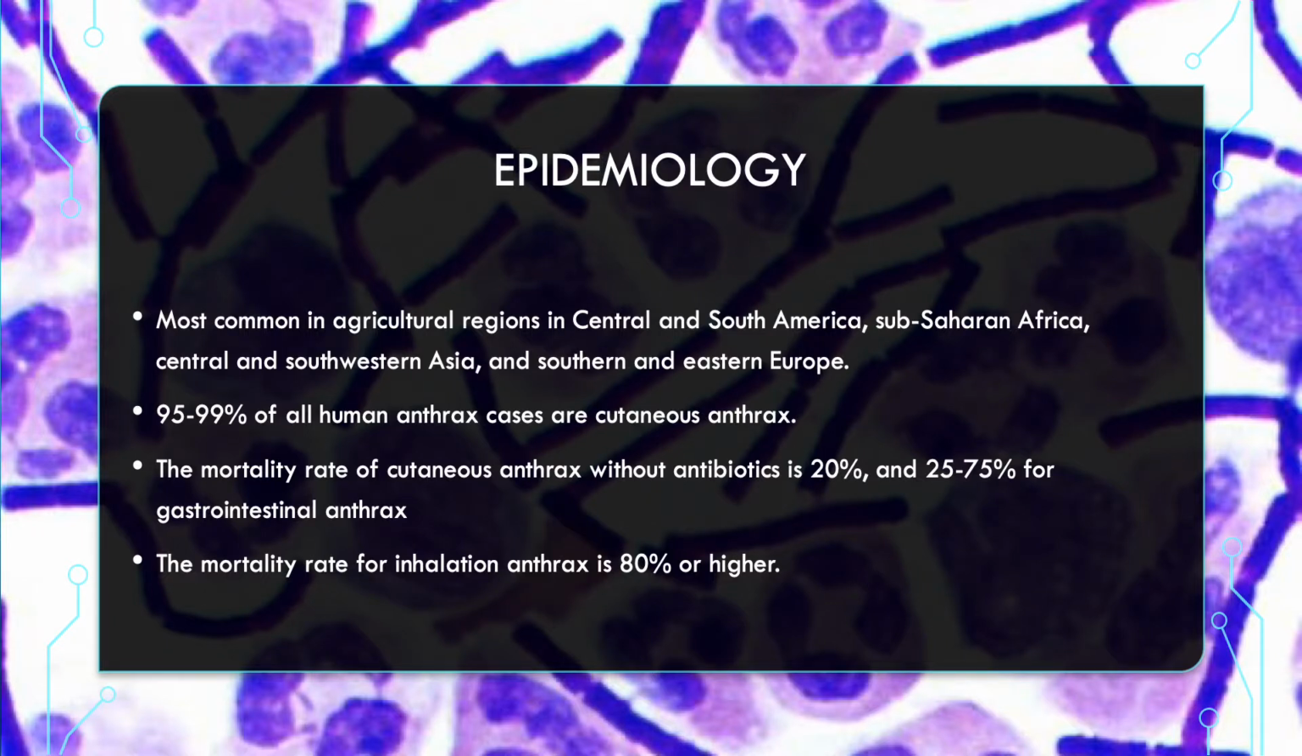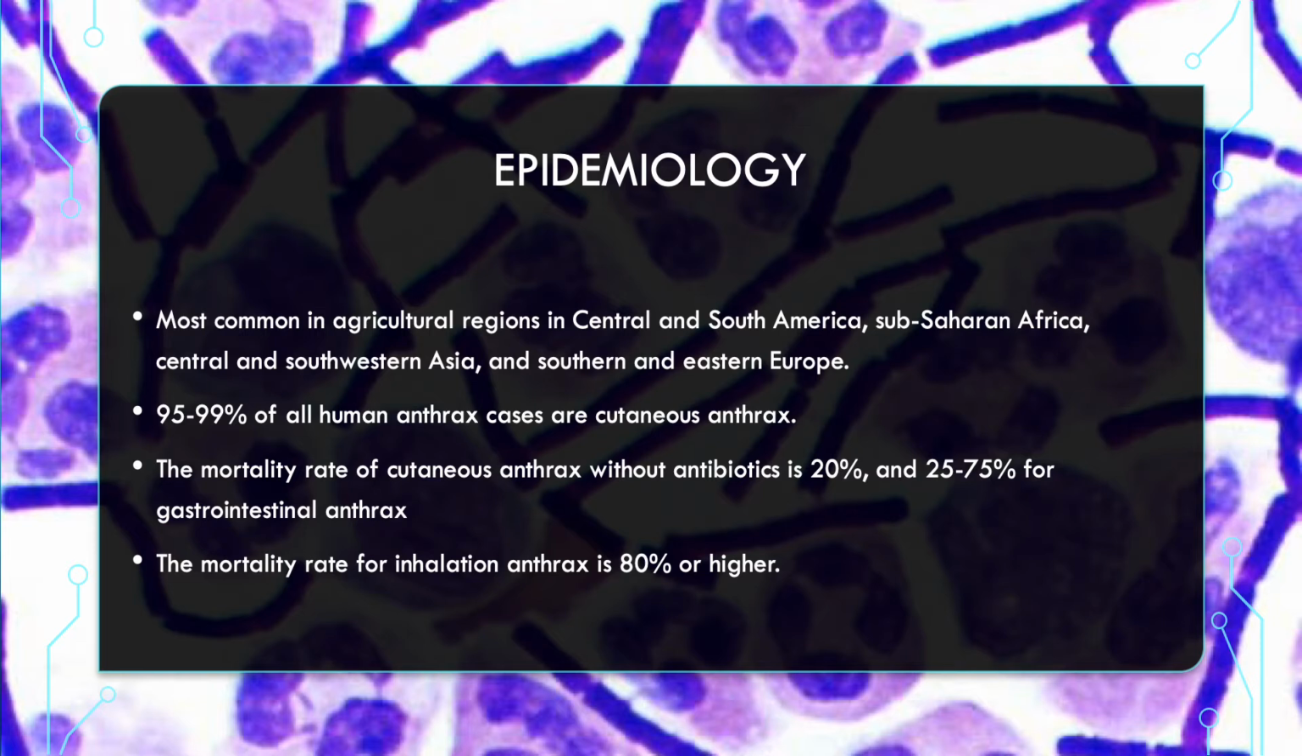Anthrax is most common in agricultural regions in Central and South America, Sub-Saharan Africa, Central and Southwestern Asia, and Southern and Eastern Europe. Although outbreaks still occur in livestock and wild herbivores in the United States, Canada, and Western Europe, human anthrax in these areas is very rare. Between 95 to 99% of all anthrax cases reported in humans are cutaneous anthrax.